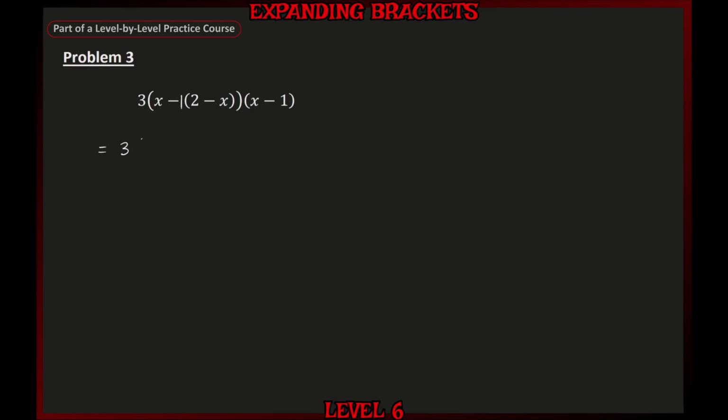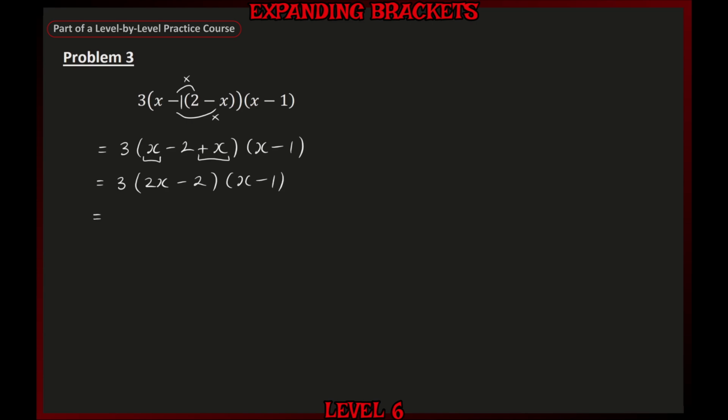So we have 3 on the outside, x, and then minus 1 times 2 is minus 2, and minus 1 multiplied by minus x is plus x, and we still have an x minus 1 at the end. We can now simplify the first bracket. So we have 3 multiplied by, we have x plus x, which is 2x. We still have a minus 2 in that bracket, and an x minus 1 after.